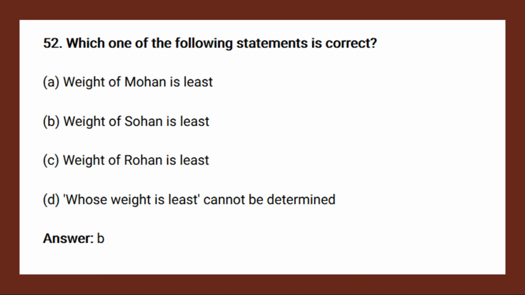Next question 52 is on the basis of the same passage which we went through in question 51. Which one of the following statements is correct? Option A. Weight of Mohan is least. B. Weight of Sohan is least. C. Weight of Rohan is least. Option D. Whose weight is least cannot be determined. And the answer is option B. Weight of Sohan is least.